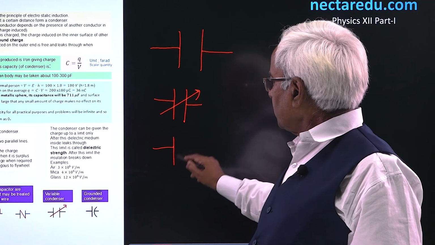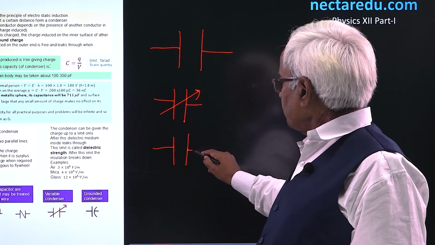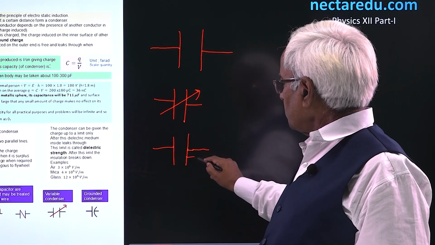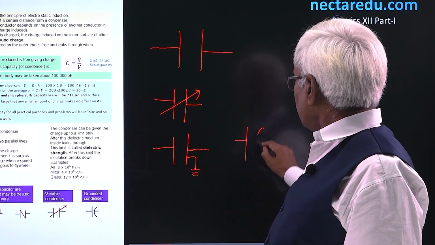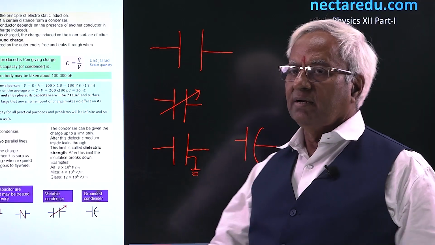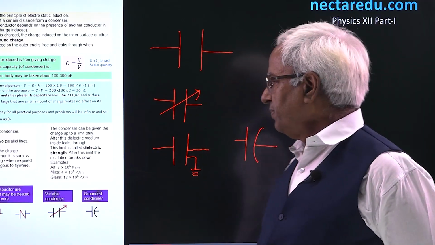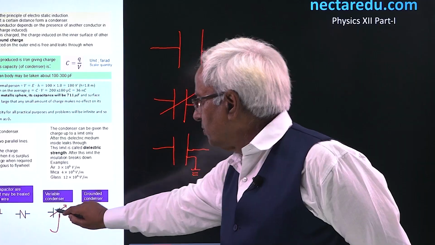If you want to show that the condenser has been earthed, for that there is one shortcut symbol. The other plate shall be shown curved. So that we have shown over here.